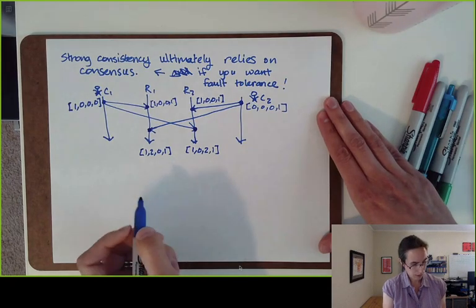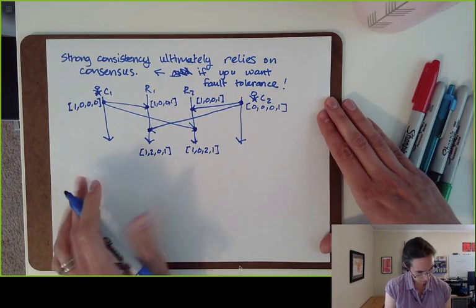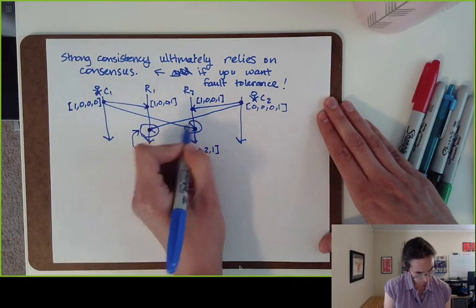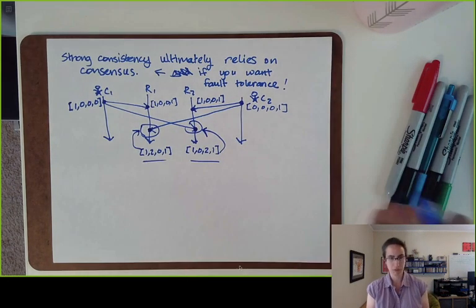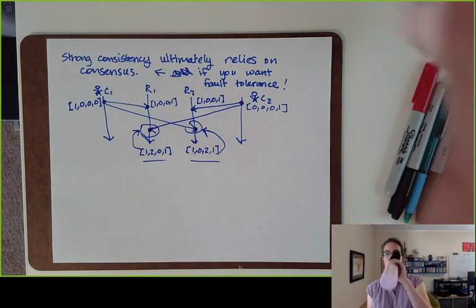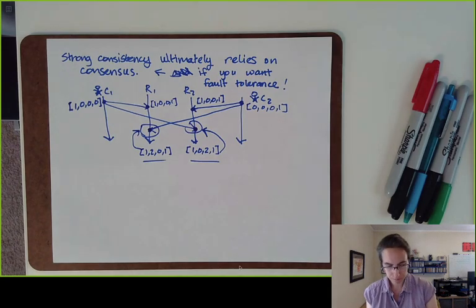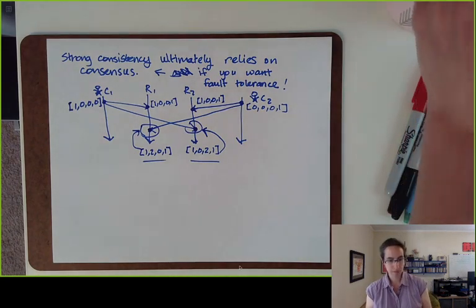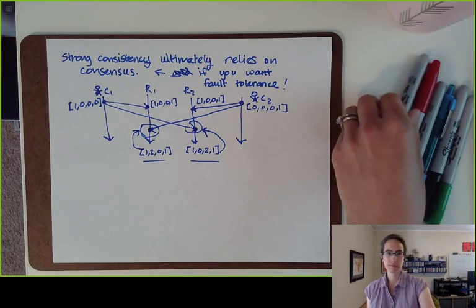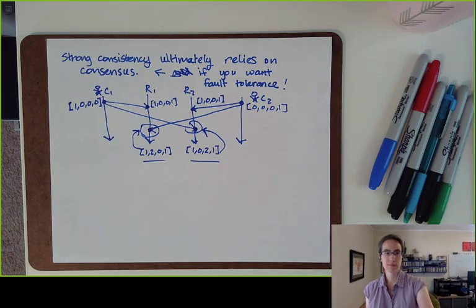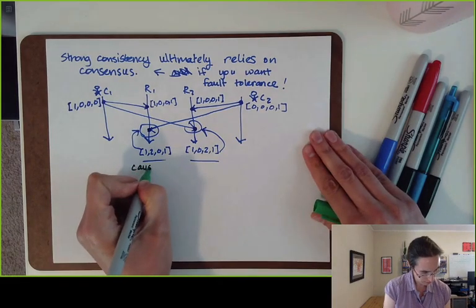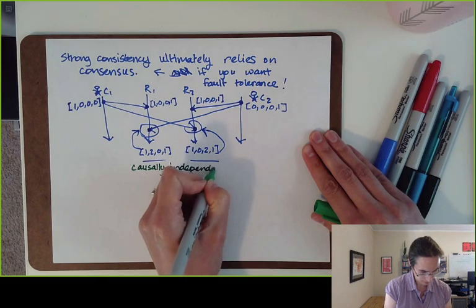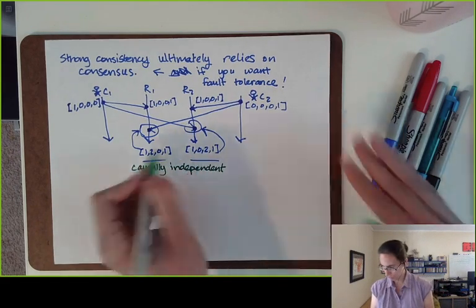Here's my question for you. I've put these vector clocks here on these two events. Do these events have an order according to their vector clocks? What happens if we compare those two vector clocks? Is one of them bigger? No, that's right. Neither one is bigger. So these two events are causally independent. So causality tells us nothing about how to order those events.